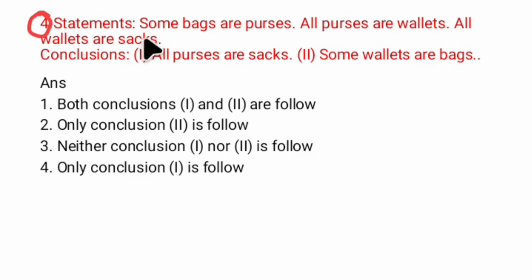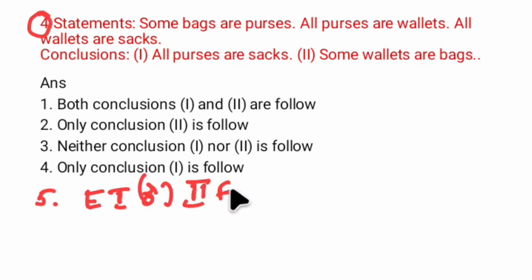This is a syllogism based question. Let's read the question. Some bags are purses and all purses are wallets and all wallets are sacks. The conclusions were: all purses are sacks, and some wallets are bags. The options given were: conclusion 1 follows only, conclusion 2 follows only, neither 1 nor 2, both 1 and 2 follow, and you can also mention option 5, either conclusion 1 or conclusion 2 follows.